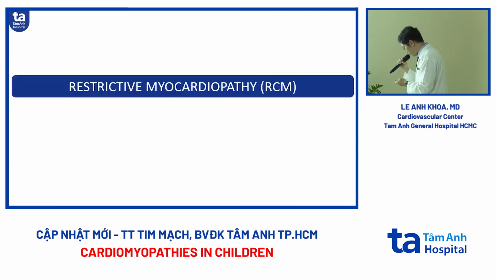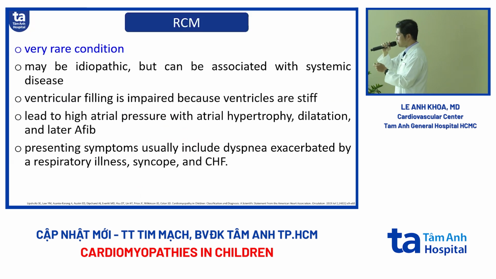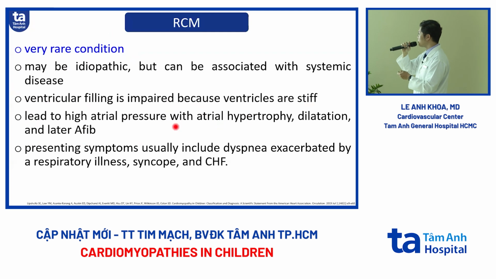And the last one, I would like to talk about the RCM. It's a very rare condition in children, and it may be idiopathic, but can be associated with systemic disease. The main physiology is ventricle filling is impaired because ventricles are stiff, and it leads to high atrial pressure with atrial hypertrophy, dilatation, and later AFib.